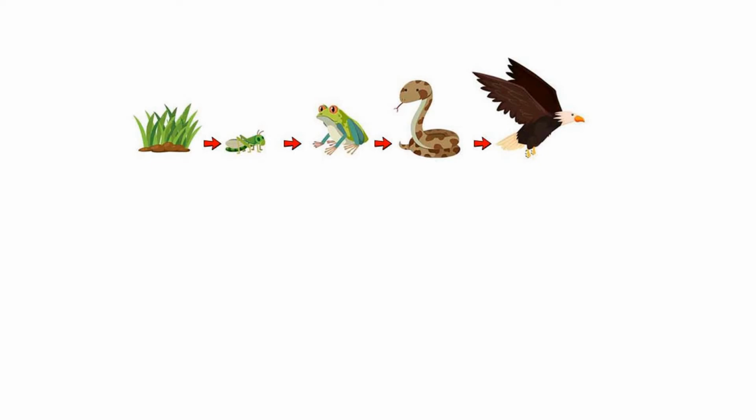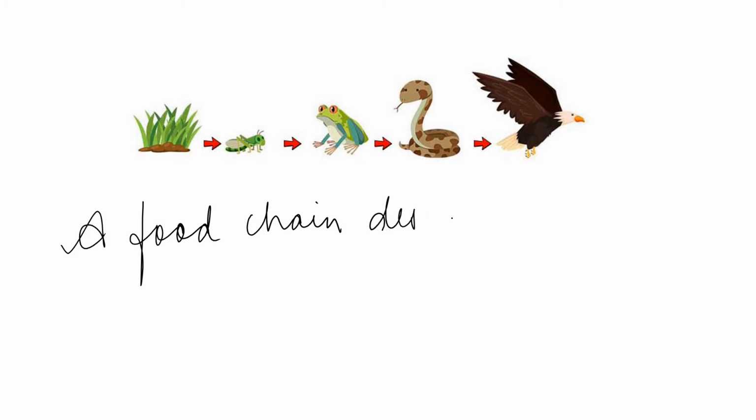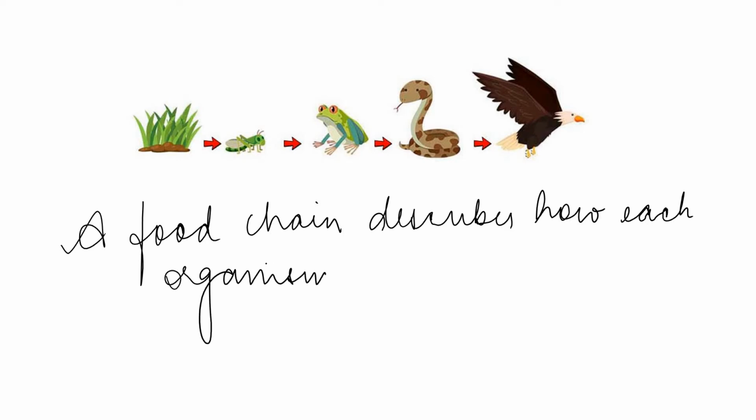Now we will be studying about the food chain. You can write it down: what do you mean by a food chain? A food chain describes how each organism eats each other for survival.